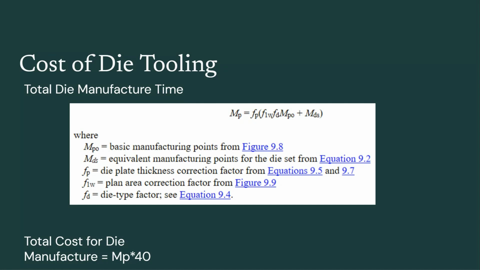The plan area correction factor is FW1W, and then the die plate thickness correction factor, where you have to account for thicker die plates for certain materials and thicknesses, FP. And all those values of F have been determined empirically and can be looked up in tables found in Boothroyd and Dewhurst. Your total cost for die manufacture will be your MP times your cost, assuming $40 per hour. You would just multiply that by 40, or whatever current labor costs are.